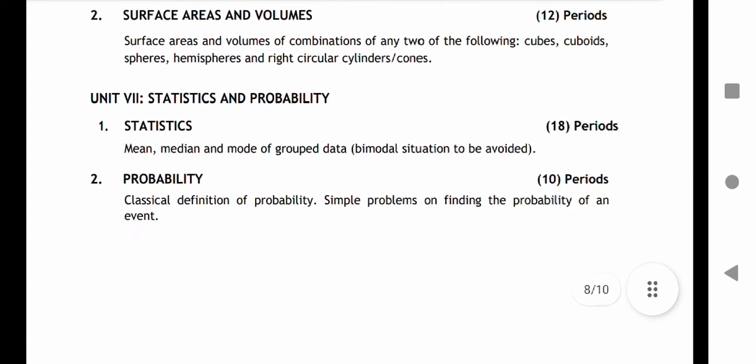After that we have the last and 7th unit, statistics and probability. First chapter is statistics itself, and second is probability. So 18 periods for statistics and 10 periods for probability.